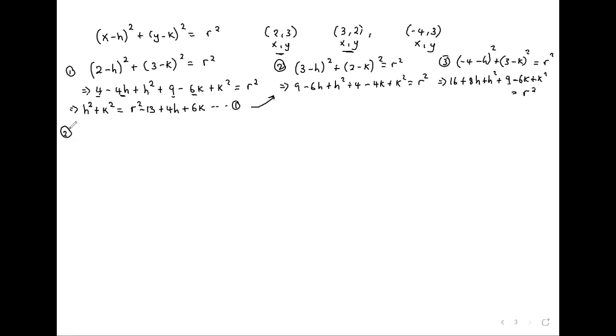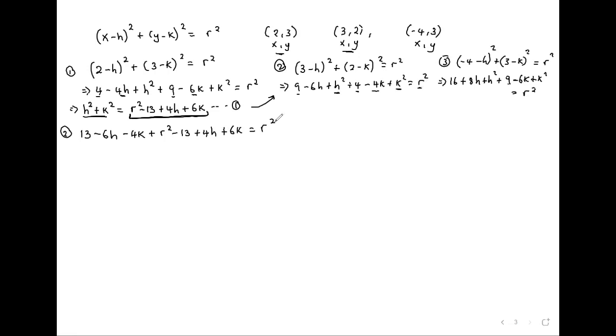So equation 2 will look like this. Where there is h squared plus k squared, we'll put this whole thing here. And now we have h squared plus k squared. So as we add 9 plus 4 is 13, and then minus 6h, and then minus 4k, and then on the h squared plus k squared, we substitute this whole thing, which is r squared minus 13 plus 4h plus 6k is equal to r squared.